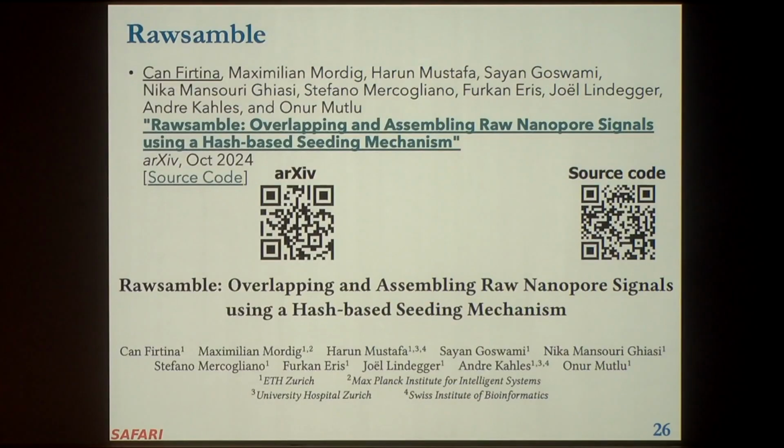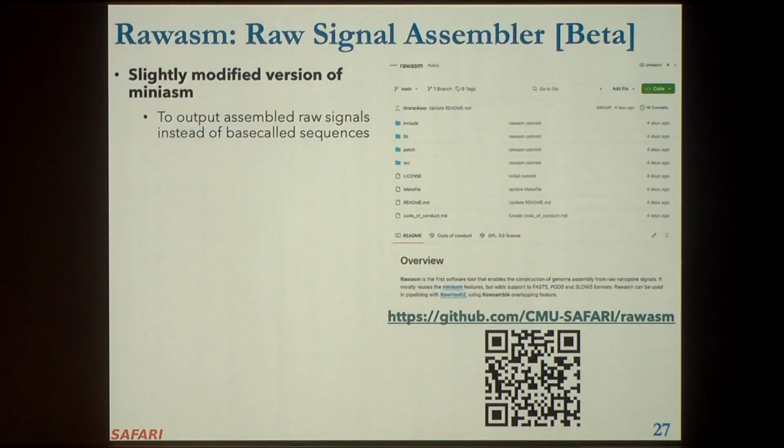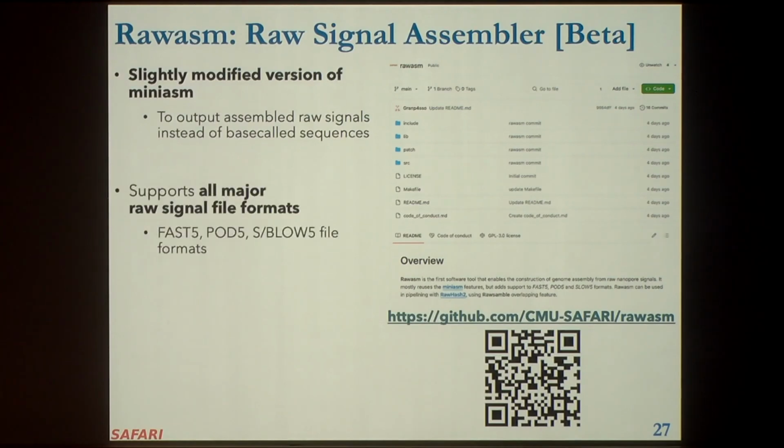Rawsamble is available on arXiv as a preprint. You can reach the preprint using these QR codes, and also the source code is fully available. We also have a de novo assembler that takes the raw signal overlaps as input and outputs the assemblies from raw signals. This is a slightly modified version of Miniasm. It supports all major raw signal file formats. And this is still in a testing phase, so feedback is appreciated.